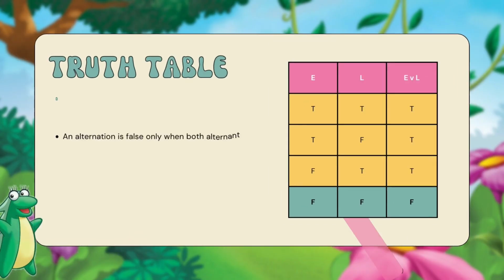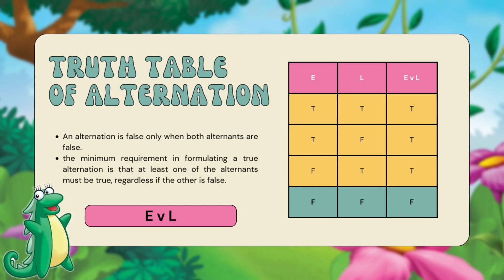Next is the truth table of alternation. Let us consider the representation of an alternation E or L. To determine the logical form of an alternation, we can examine the truth table presented. An alternation is false only when both alternants are false. In all other combinations of truth values, the alternation is true. This means that the minimum requirement in formulating a true alternation is that at least one of the alternants must be true, regardless if the other is false.